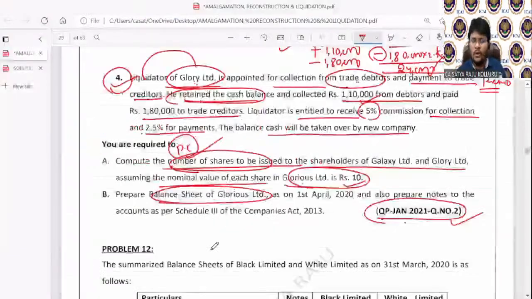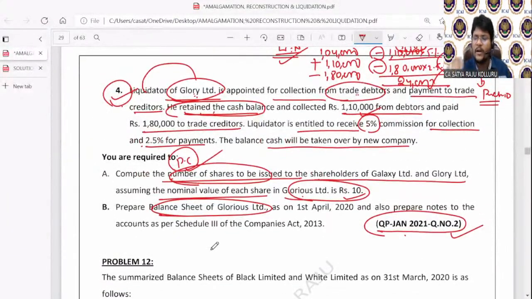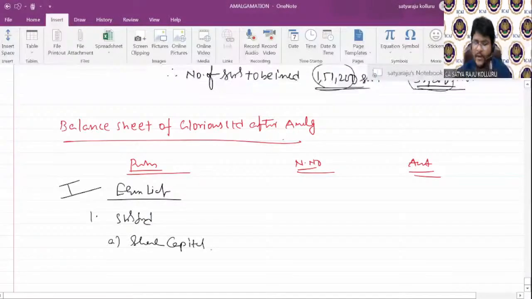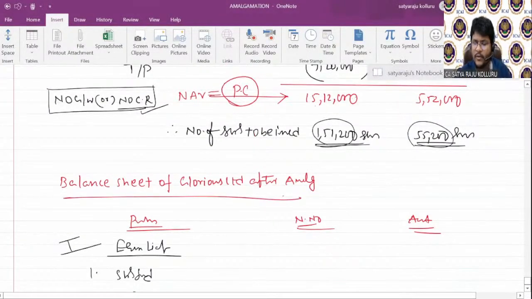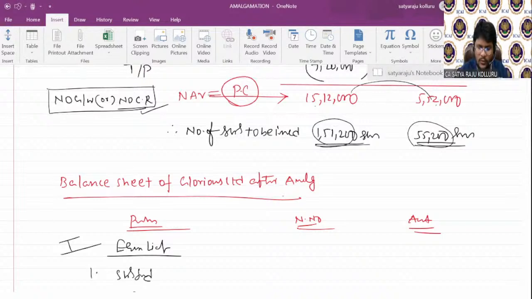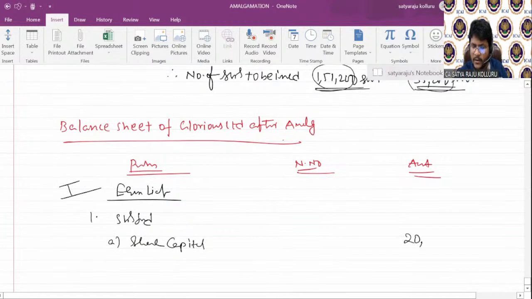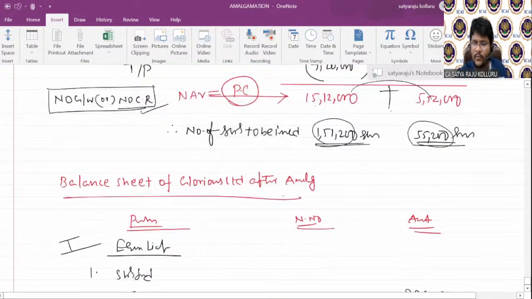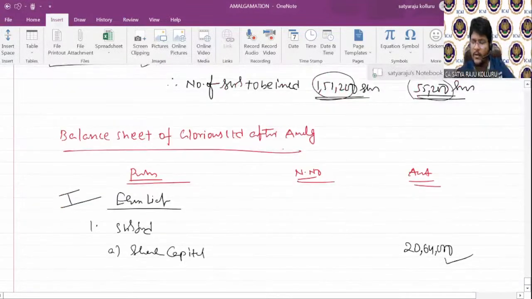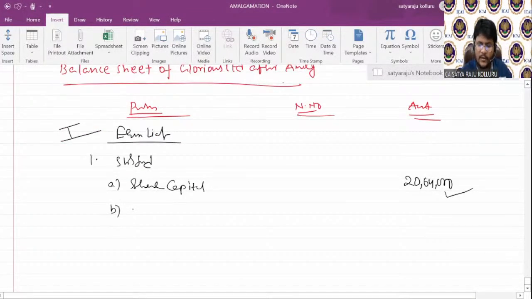Sir, Glorious Limited is altogether a new company. That's why there are no assets, no liabilities. Now I am issuing the purchase consideration. Total 15,12,000 plus 5,52,000. Total how much? I'm getting 20,64,000. Am I right? If you make the total of the PC, then you will get 20,64,000, which is 15,12,000 plus 5,52,000.